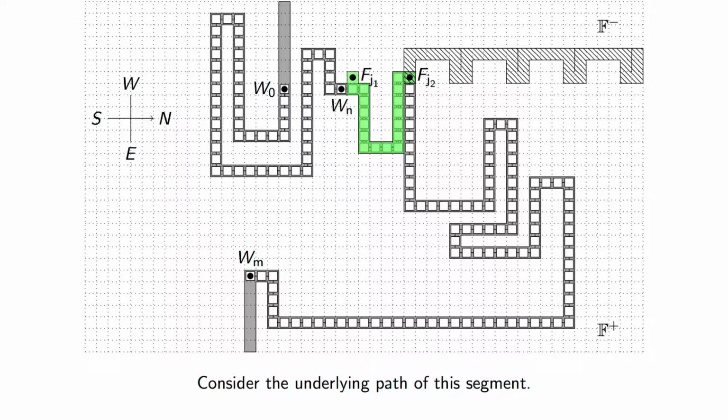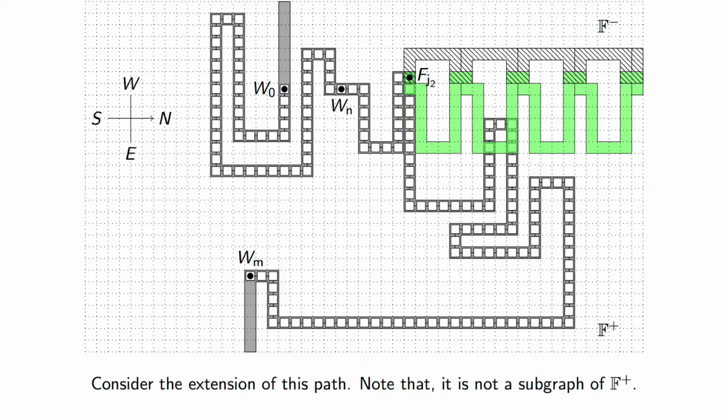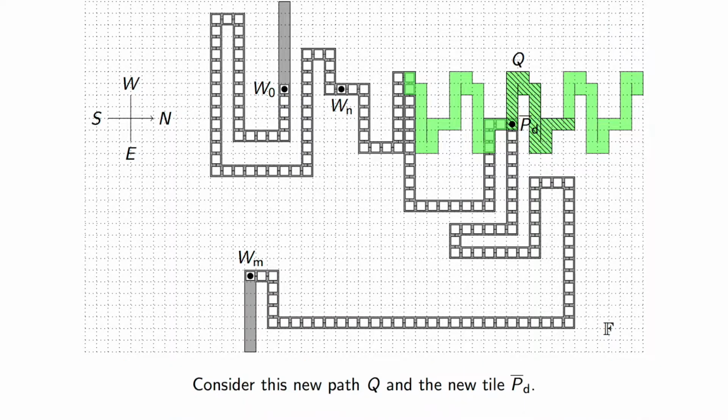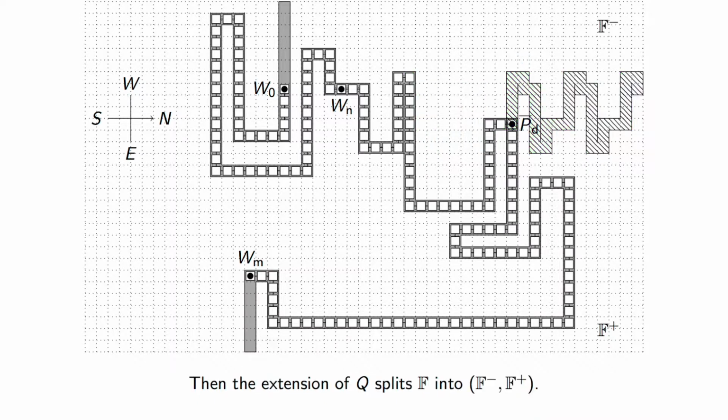In a first time, we consider the underlying path of this segment and we try to pump it. Consider the extension of this green segment. Remark that it is not a subgraph of F plus. Fortunately, we can apply the result which was proven as an application of the toolbox. The green ray has been modified to fit into the zone F plus. This green ray allows us to find a new dominant tile PD and a new path Q. Note that the index of this new dominant tile is greater than the index of the previous one.